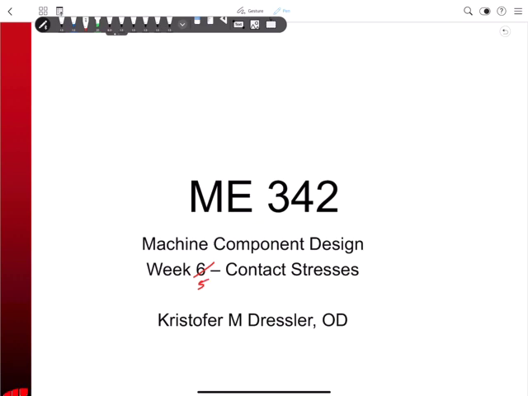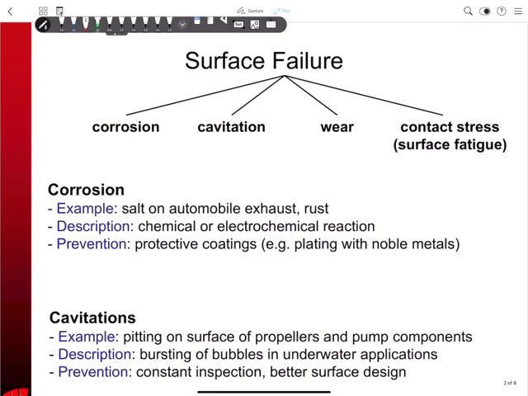Contact stresses. For instance, I ordered new contacts before I came to Maine. I had them shipped to Maine, but then they got backordered, so they're not going to arrive here until after we're home. These are contact stresses. But that's not the contact stresses we're talking about. We're talking about when two pieces are pushing on each other pretty hard. What are the compressive stresses at that interface?